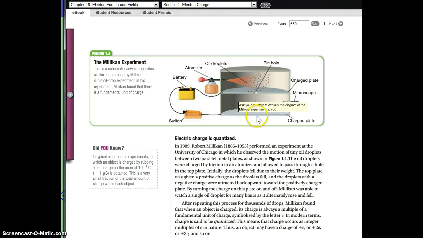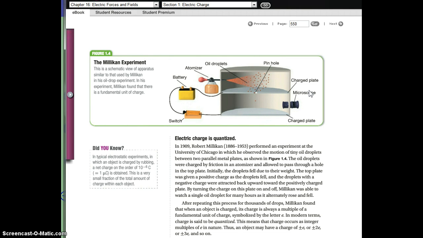By changing the charge on this plate and then on this plate and this plate and this plate and this plate. See how I say ask your teacher to explain it? Yeah, I'm trying. Get your finger out of the way. As he switched the charge back and forth on the plates, he was able to make that oil drop dance back and forth and actually use charge to manipulate the oil drop. It's actually kind of neat.